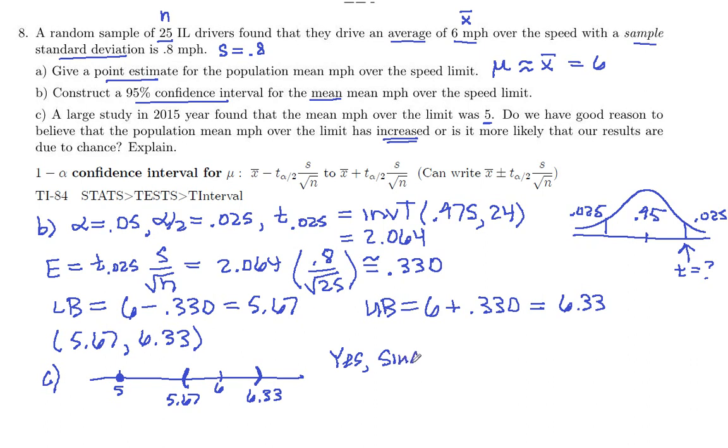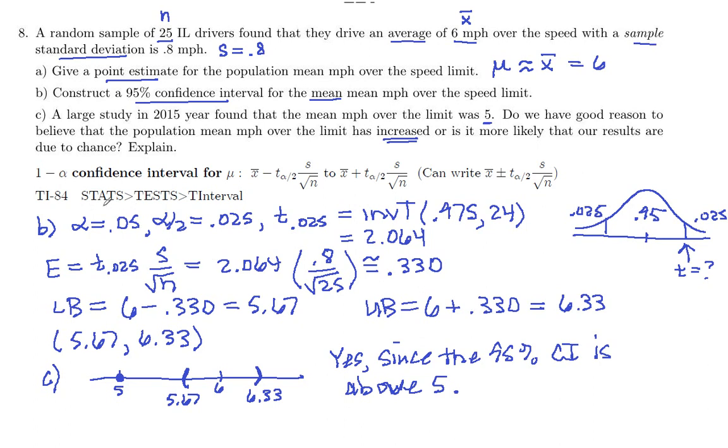since the 95% confidence interval, CI, is above, the whole interval is above 5. So that's pretty good indication that it's increased.